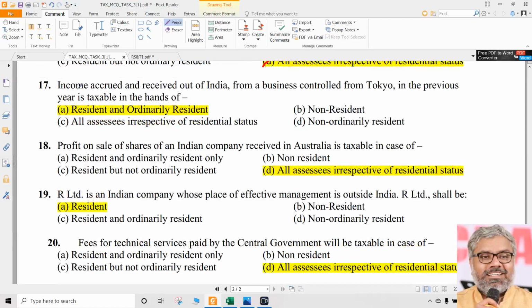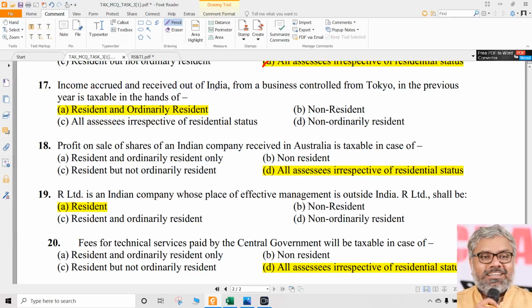Then question number 17, income accrued and received out of India. Out of India from a business controlled from Tokyo. That is also out of India. First we should know Tokyo is not in India, it is in Japan. Where it is, we may or may not know. That general knowledge is the second part. At least Tokyo is not in India, that we should know. Right? That much general knowledge is required.